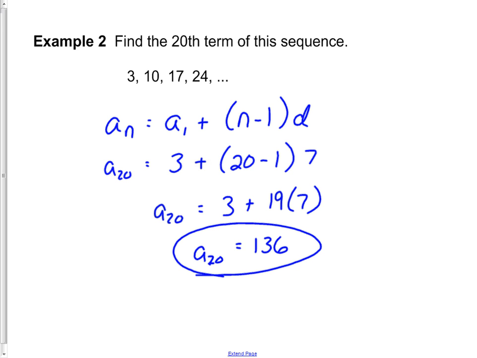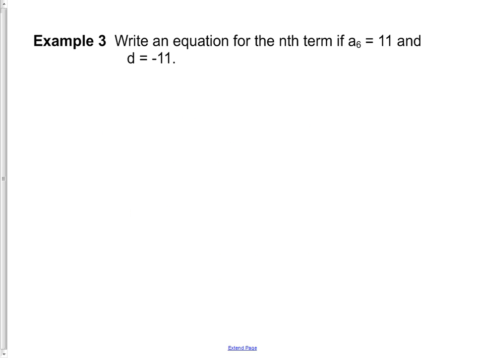Similar to what we did when we were justifying our steps in example 1, plug in the information and evaluate the term. Okay, let's take a look at example 3. Write an equation for the nth term if a sub 6 equals 11 and d equals negative 11. So we need to go through and write an equation for the nth term.